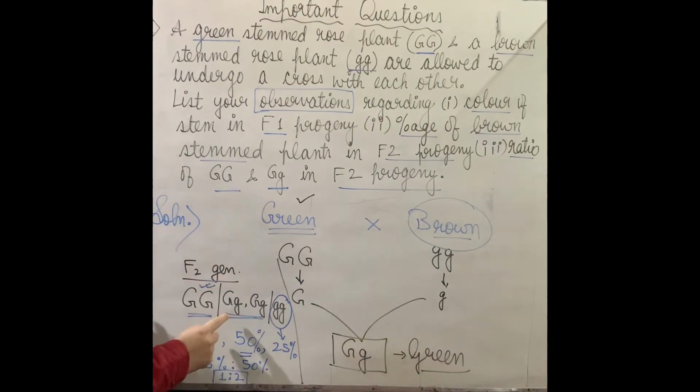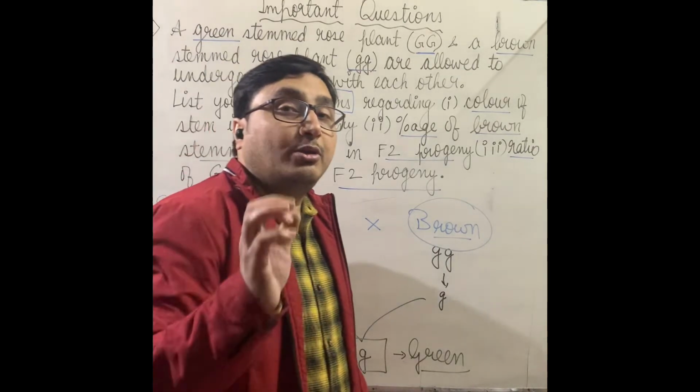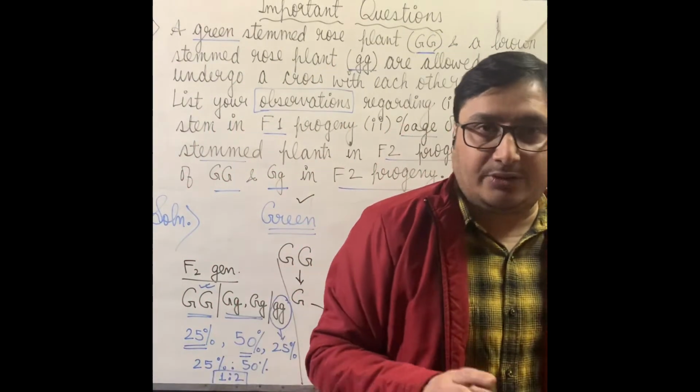And capital G, small g means hybrid green or heterozygous, okay, green, which is 50%. So the ratio is going to be 1:2. So be very, very careful with these kind of questions.